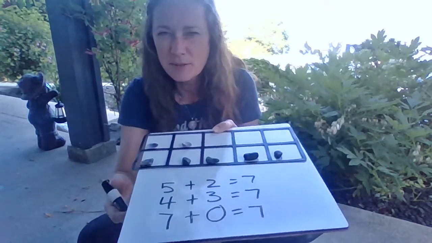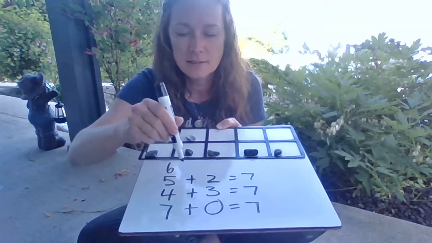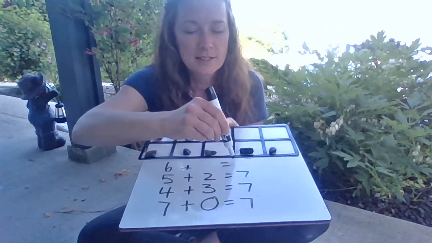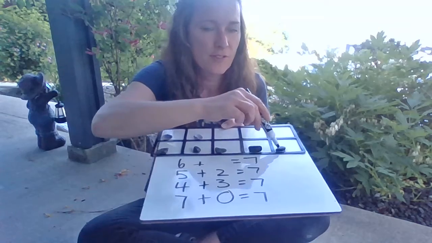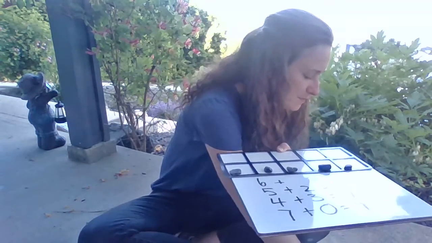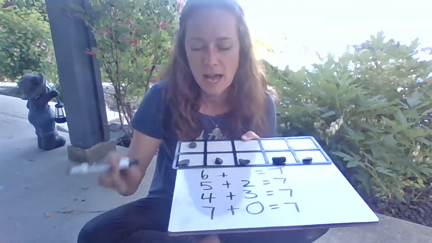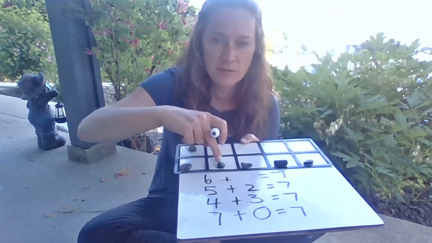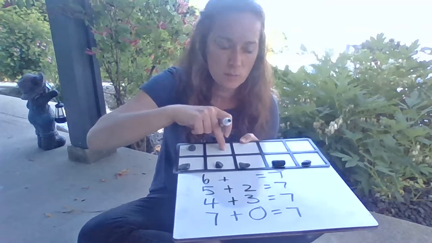Wow. What about 6? 6 plus, I don't know, equals 7. Let's find out. 1, 2, 3, 4, 5. Let's get one more rock or one more whatever you have. 6. All right, so there's my 6. How many more do I need to get to 7? 1, 2, 3, 4, 5, 6, 7. I only have one more I need to get to 7.